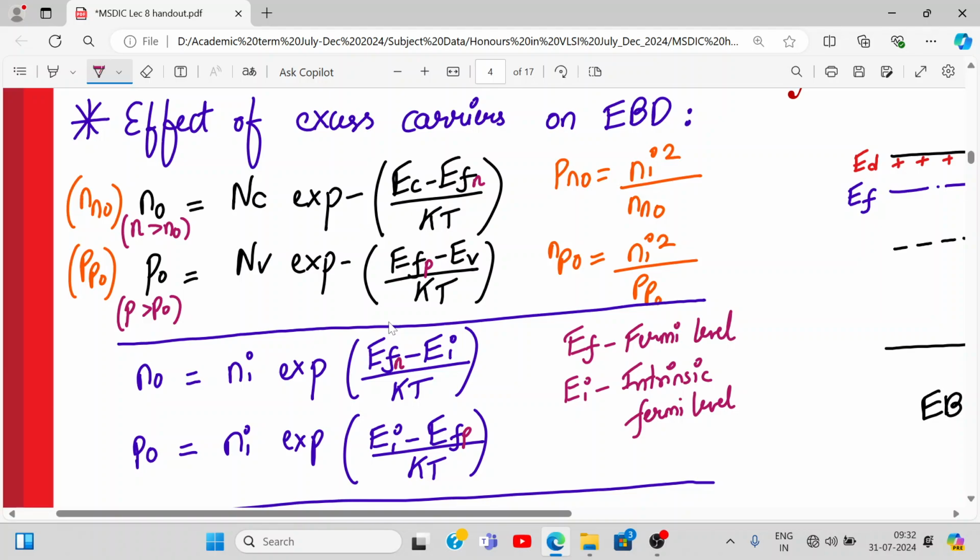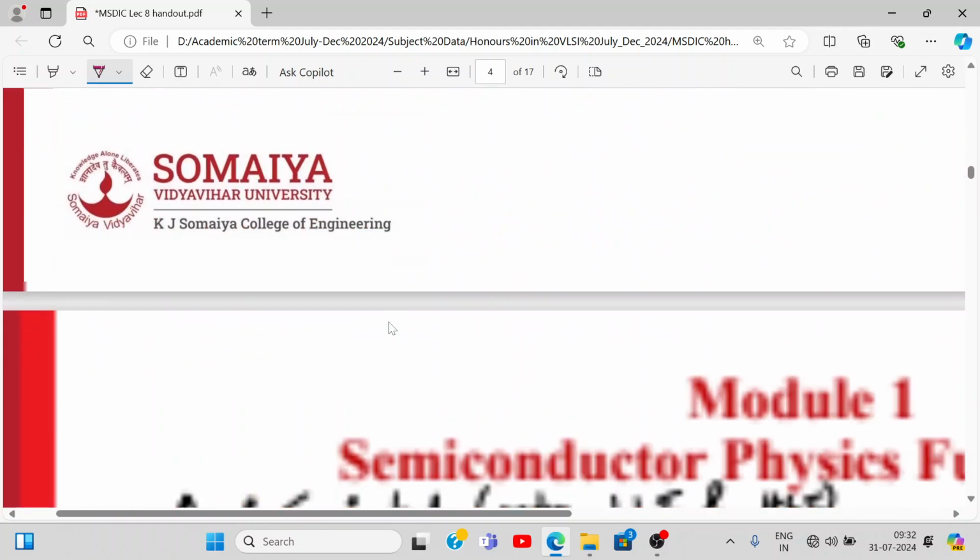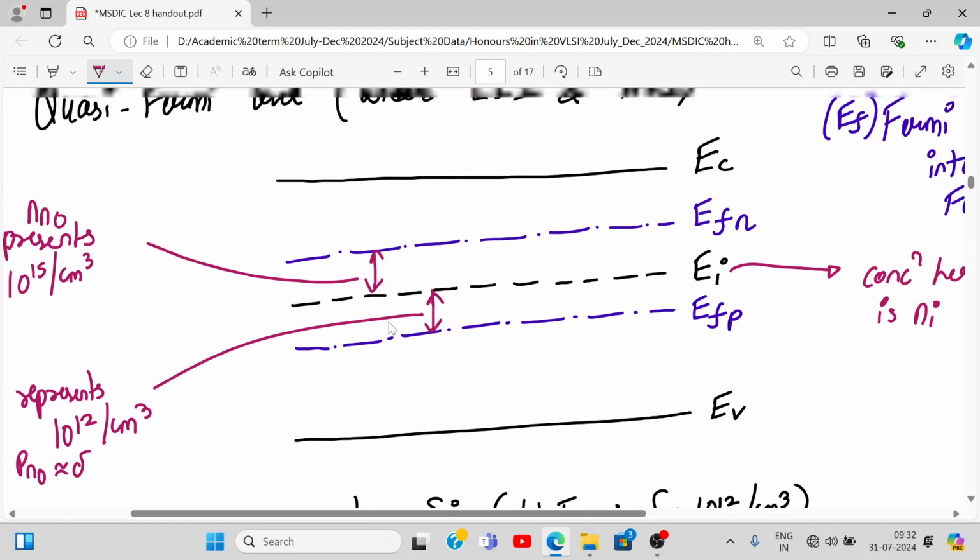Now quasi Fermi levels are realistic in nature. Intrinsic Fermi levels are hypothetical. So quasi Fermi levels are the ones used for non-equilibrium conditions. And actually, in reality, the current flow is in non-equilibrium conditions only. And how do we do the analysis? We do the analysis from small deviation from equilibrium, which is quasi equilibrium.